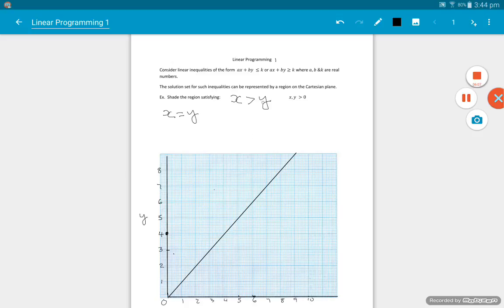Once again, we have two regions. We have to determine which one satisfies x greater than y in this case. If I take a point on this side, I see that this point has coordinates, say (3, 5). So the x coordinate is greater than the y coordinate. And so this side of the line is our solution region.